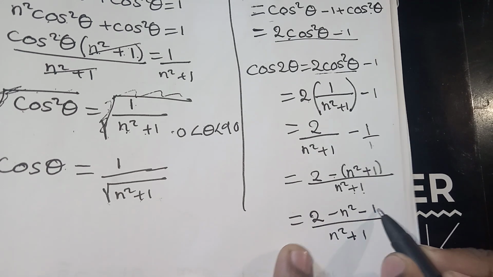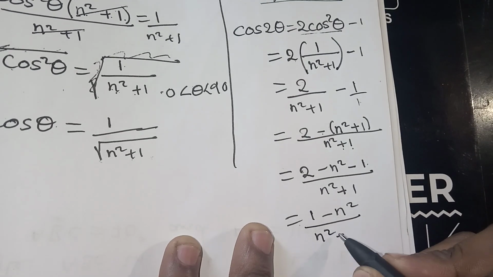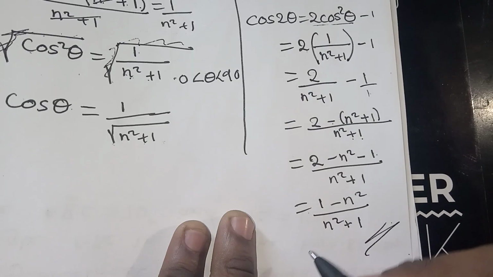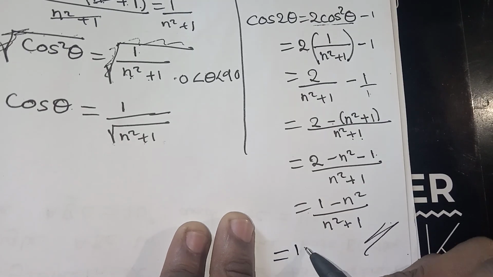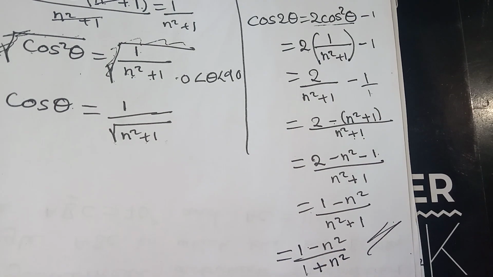So now 2 minus 1 is 1 minus n squared, and then you have n squared plus 1, and you are done. Others would rather write it like this, so that you have the n's on one side and the ones on the other side.